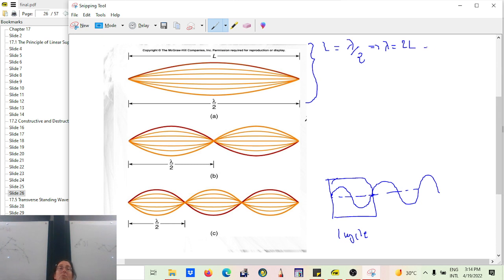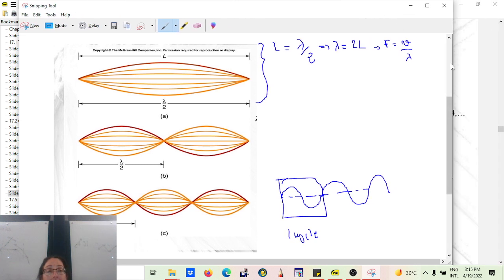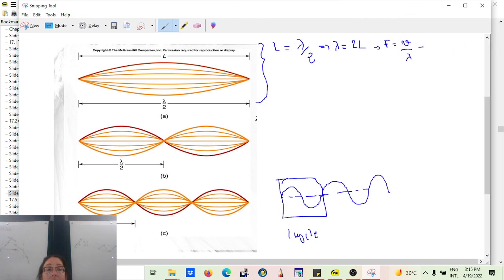Okay, so what's going to be the frequency? The frequency is the speed divided by the wavelength, yes or no? So the frequency equals to what? Is that a 2? Is that 343? Okay. So no, because that's not a clarinet or a flute, it's a guitar.